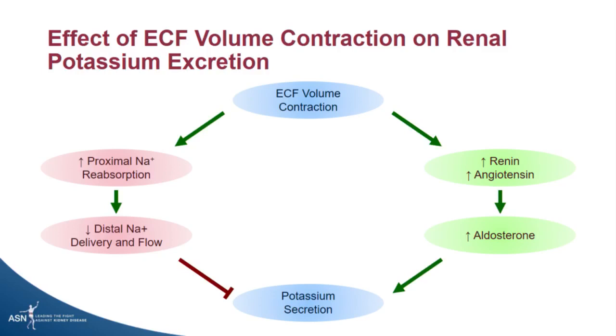In extracellular volume contraction, there is activation of the renin angiotensin system, stimulation of aldosterone, stimulating potassium secretion. At the same time, there is increased proximal tubular sodium reabsorption, decreasing distal sodium delivery, which will inhibit potassium secretion. Thus, we are able to maintain sodium balance independent of potassium balance.